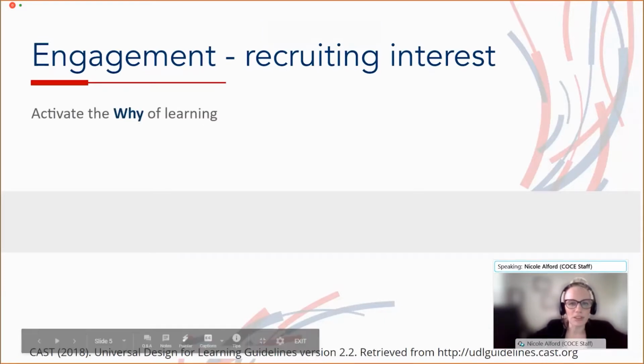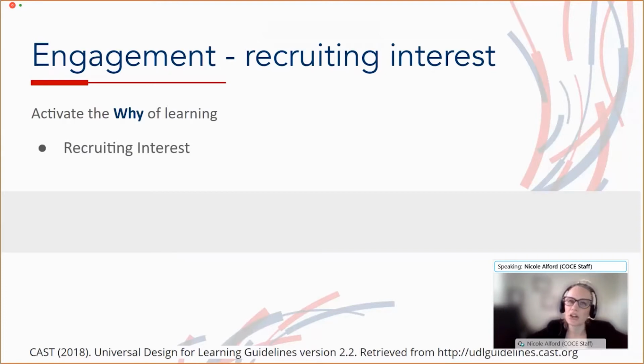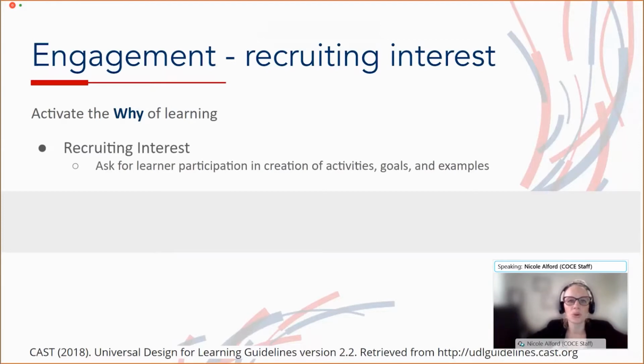So for engagement, the first guideline that we'll talk about, we want to recruit that interest. And I know sometimes I hear a lot from my students, maybe their cameras are off, I can't see them, I don't know if they're engaged. And so some of these tips can help with that in terms of recruiting their interest.